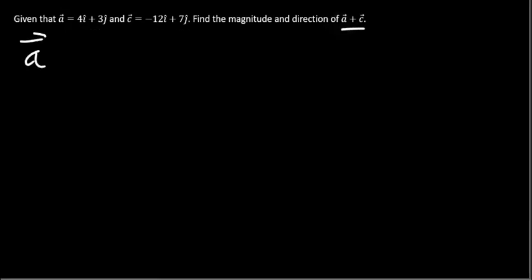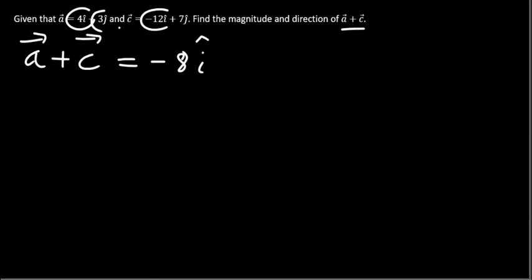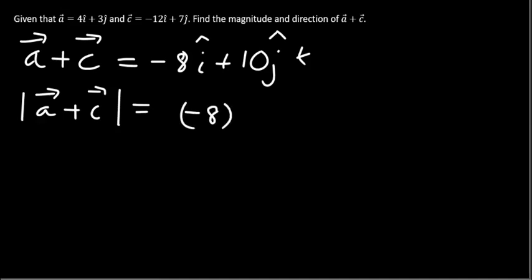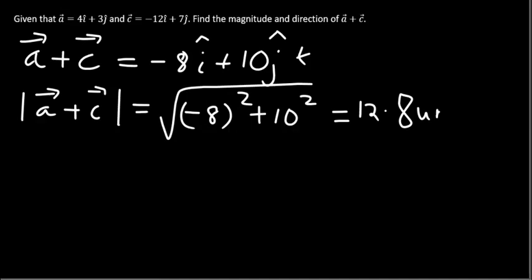So let's figure out what vector a plus c is. 4i hat plus minus 12i hat is minus 8i hat. And then 3j hat plus 7j hat gives you 10j hat. Let's first work out the magnitude of that vector. The magnitude equals the square root of minus 8 squared plus 10 squared, which is 12.8 units. Now let's work out the direction.